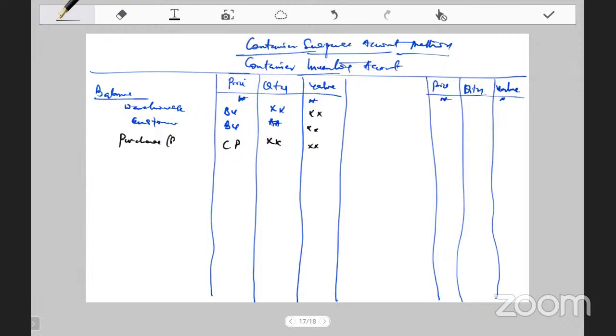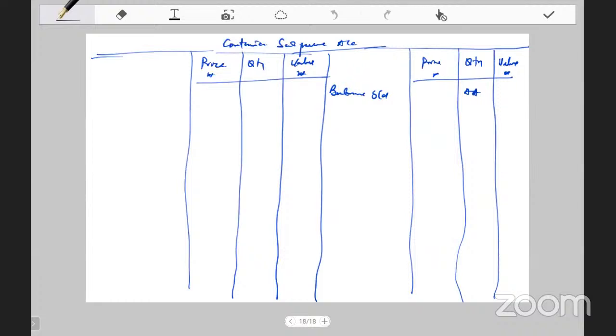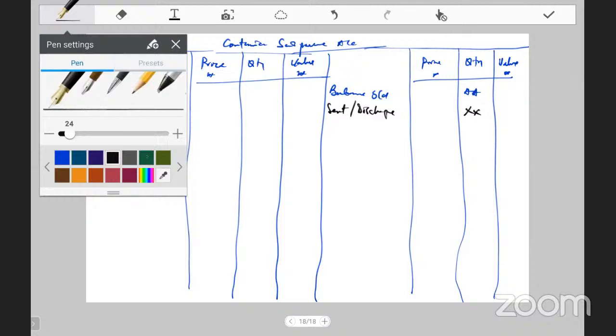And the corresponding entry will be in the bank account. Next, you have charge out, which I told you. We can call it sent to customer, or we can say discharge to customer. So you have the value here.